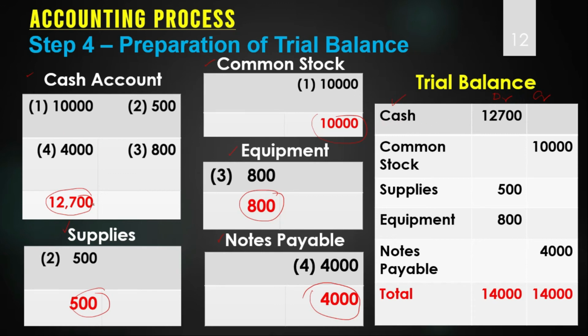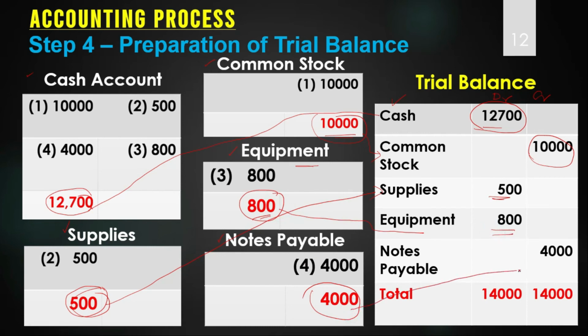The first account was cash account. The balance of cash was debited. So this balance of cash has been written here in the debit column because it has a debit balance. Then common stock has a credit balance. So we have written the common stock and its balance in the credit side. Then the supplies has a debit balance. So we have written the supplies and its balance in debit side. Equipment is also an account which has a debit balance. So equipment balance will also be written to the debit side. Notes payable has a credit balance. So we have written the notes payable balance in the credit side.